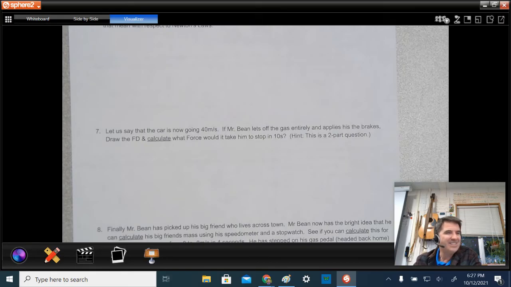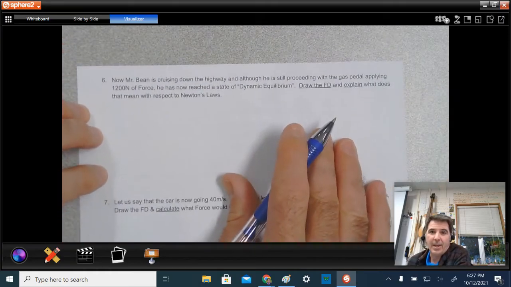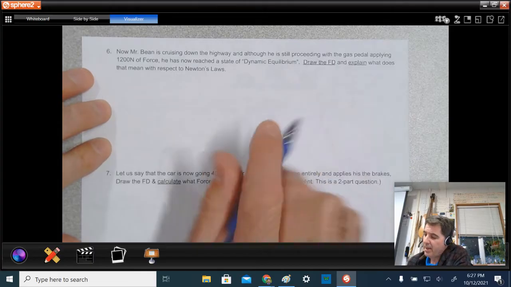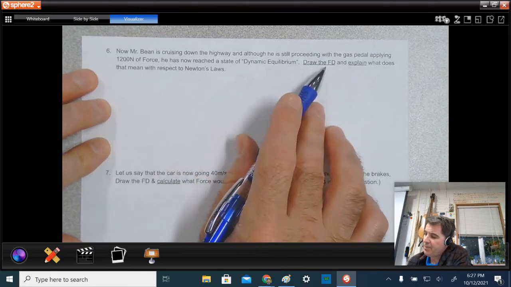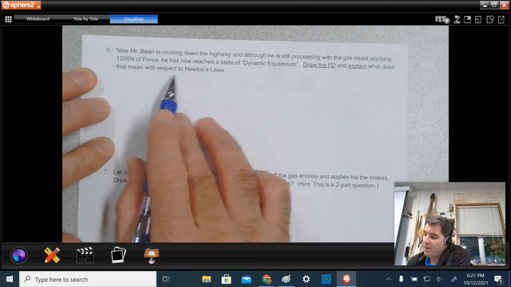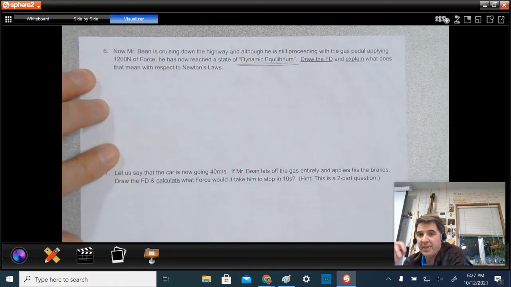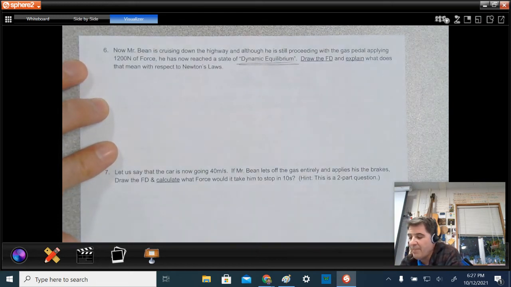Interesting. Side 2. Okay, now Mr. Bean is cruising down the highway, and although he's still proceeding with the gas pedal, applying 1,200 newtons of force, he has now reached a state of dynamic equilibrium. Put your thinking caps on. Draw the force diagram and explain what that means with respect to Newton's laws.